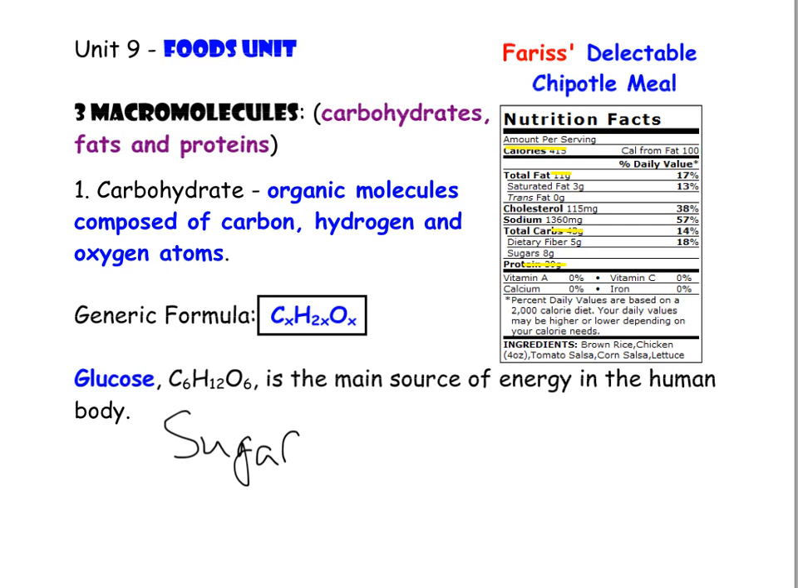So if you look at, say, a Chipotle meal here, you'll see that it has carbohydrates, fats, and proteins. So you can see the total fat here is 11 grams. Carbs, it has about 40 grams of carbs, and then your proteins, I'm sorry this is crossed off, I don't remember why, but I think it's roughly 30 grams of protein. So a lot of your foods will actually contain all of these different types of macromolecules.